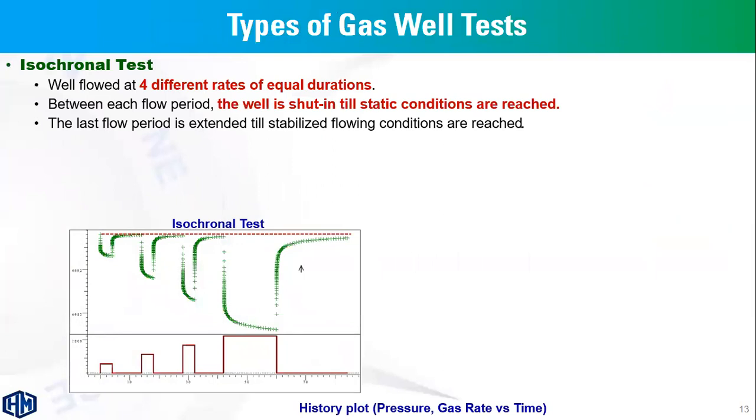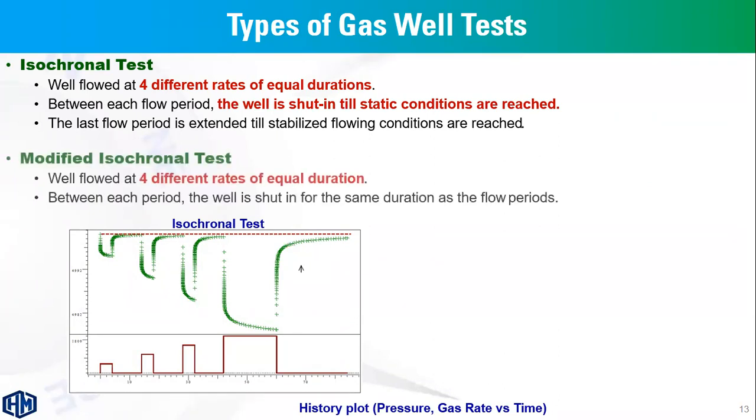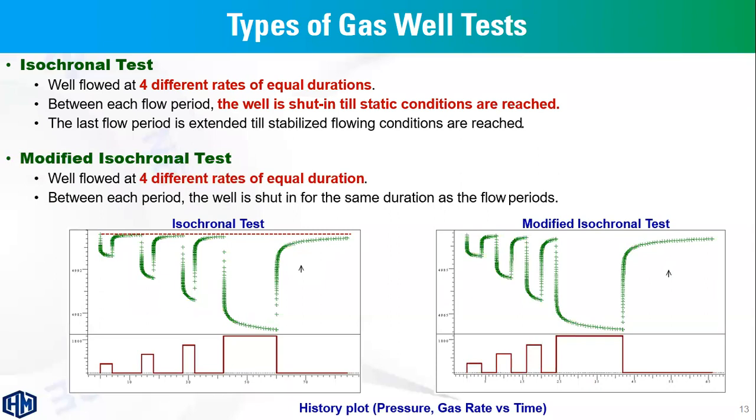For gas well testing, we have two typical types of well testing, isochronal and modified isochronal test. Simply, we will make drawdowns at 4 different flow rates of equal durations, while the last flow rate in the two types of test will be an extended flow period to enable us to reach the stabilized flowing conditions. And in between, we have shut-in periods.